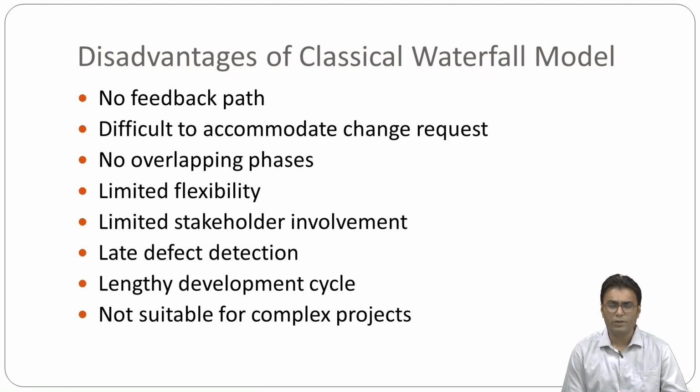So, no feedback path here. In the classical waterfall model, evolution of software from one phase to another phase is like a waterfall. So, it assumes that no error is ever committed by developers during any phase. Therefore, it does not incorporate any mechanism for error correction. Then the next one is difficult to accommodate change requests.